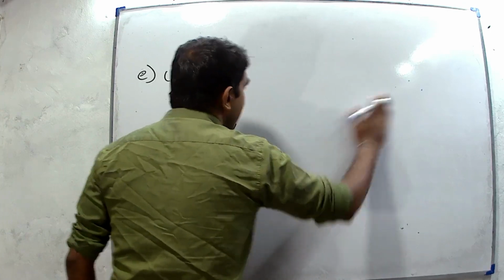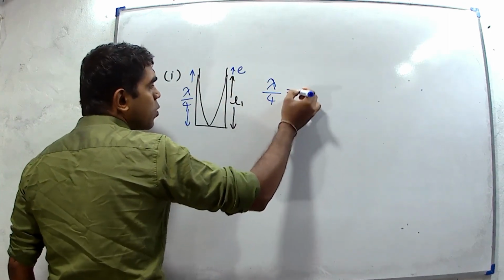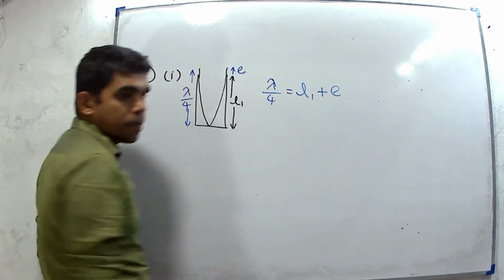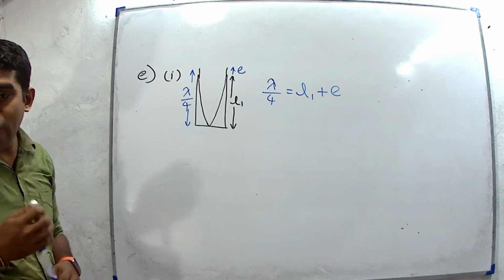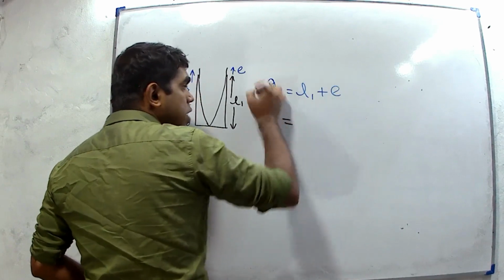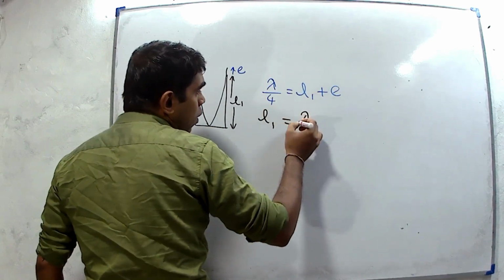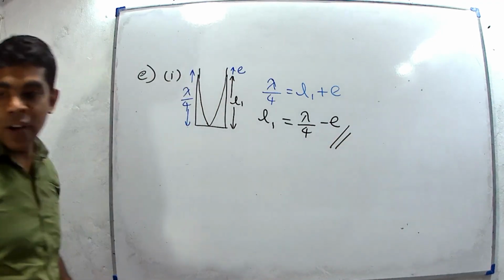Now we can write an expression. Lambda divided by 4 should be equal to L1 plus C. It is the relationship, but we have to make L1 the subject. I will make L1 the subject by using this equation: lambda over 4 minus C. It is the answer for part 1.